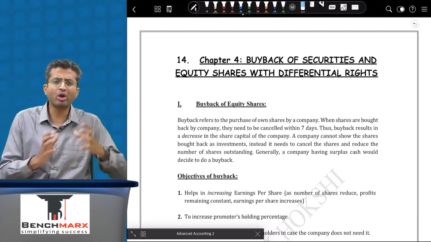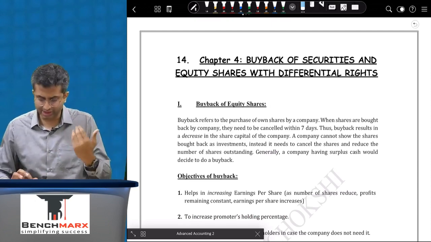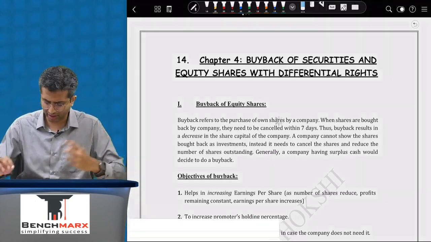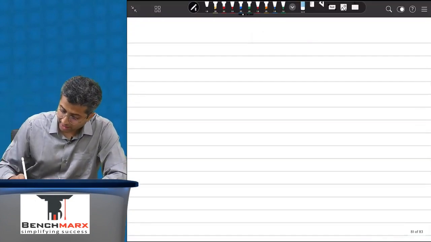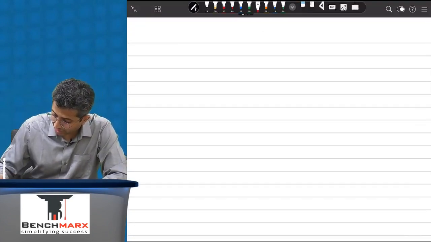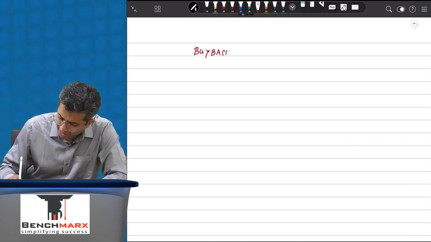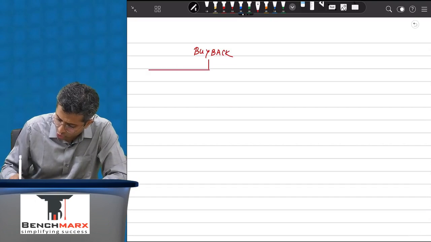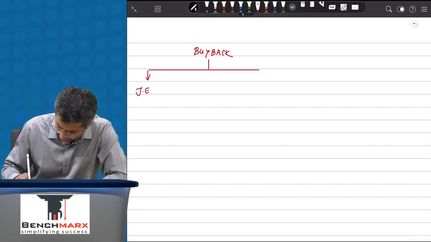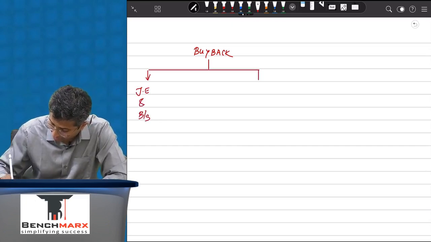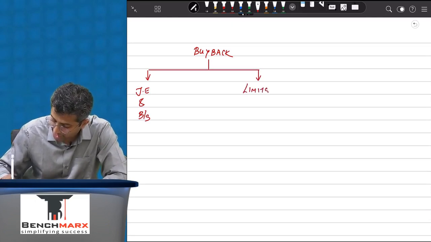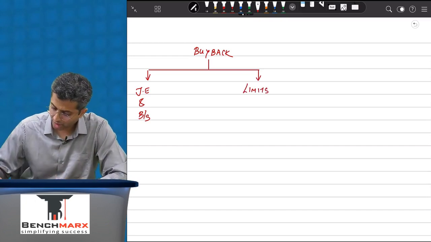So what is buyback and what is it that we are going to cover in this chapter? So we are in this chapter going to cover buyback. Within buyback, there are two typical types of questions that the institute asks. One is the type of question where it requires you to pass the journal entries and prepare the balance sheet. And second is a slightly more tricky type of question where it tries to test you on the limits up to which buyback can be done.